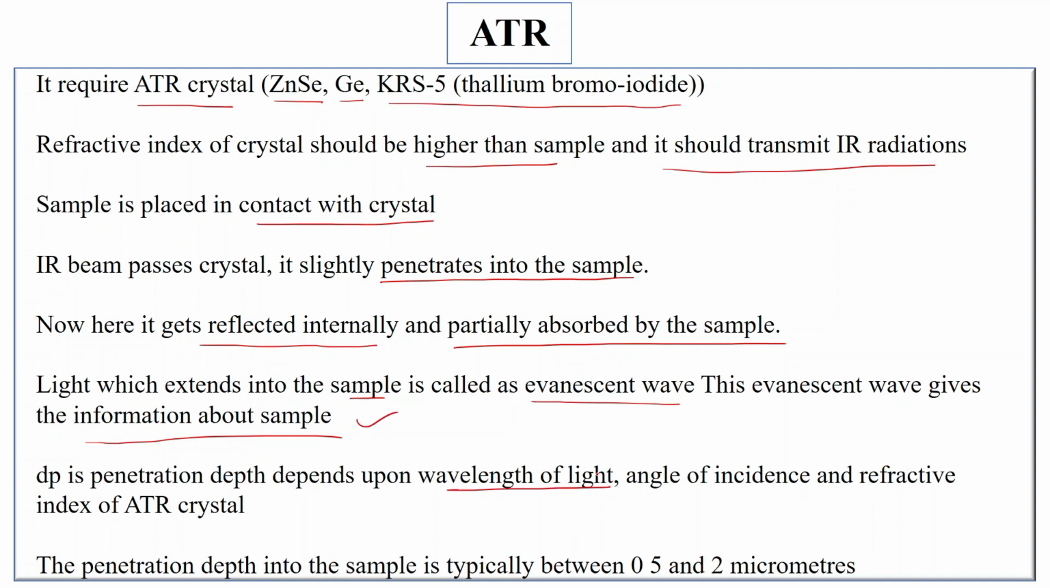dP is the penetration depth. The penetration depth depends on the wavelength of the light, the angle of incidence, and the refractive index of the ATR crystal. So on these three factors the penetration depth will depend, and it generally varies from 0.5 to 2 micrometers.